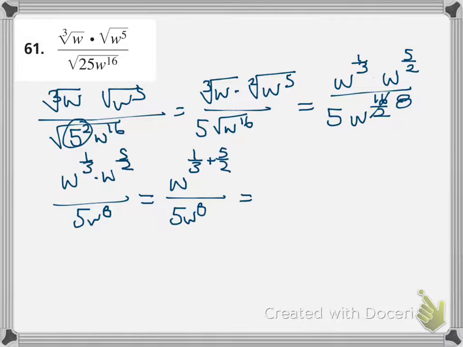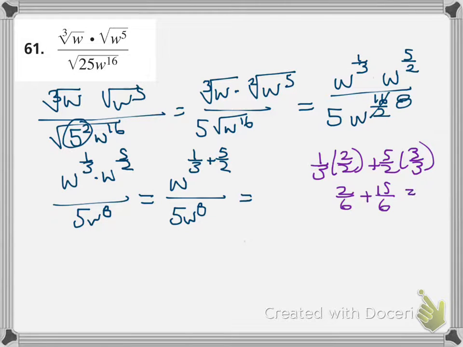So in order to do that, you have to get a common denominator. So let me do the work here on the side. 1/3, we need to change that to multiply by 2 over 2, plus 5 halves. Let's multiply that by 3 over 3. So this becomes 2/6 plus 15/6. So this becomes 17/6.